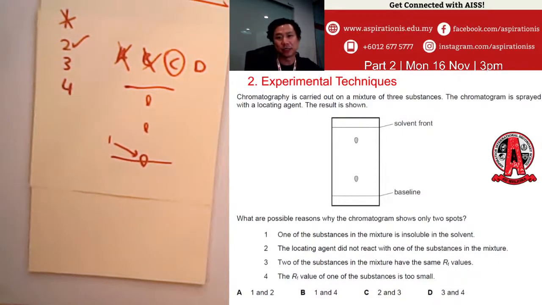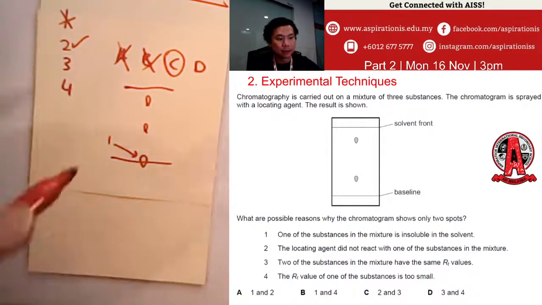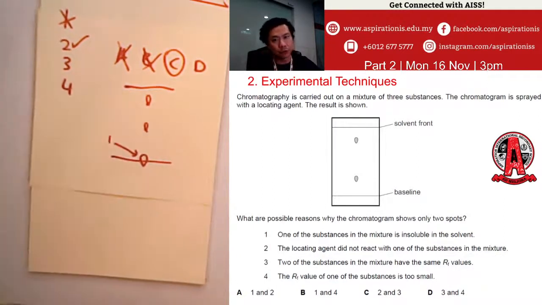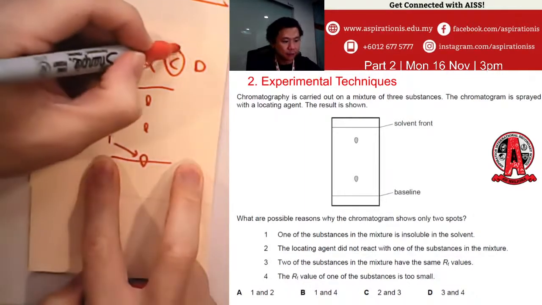Let's read on number 3. Two of the substances in the mixture have the same RF values. Absolutely plausible. Alright, so in one spot you could have 2 substances, they both have the same RF value. So 3 is correct.